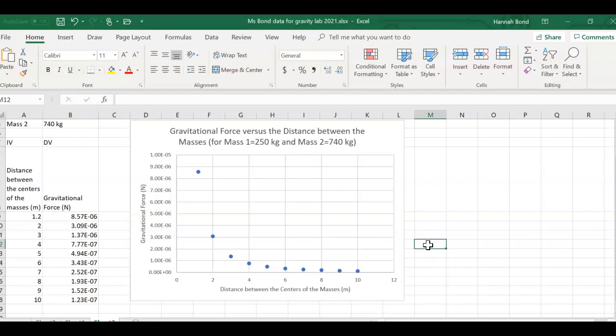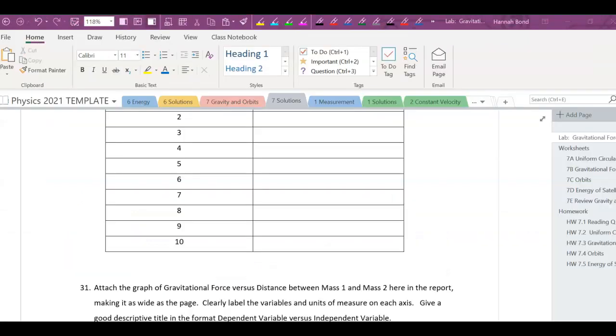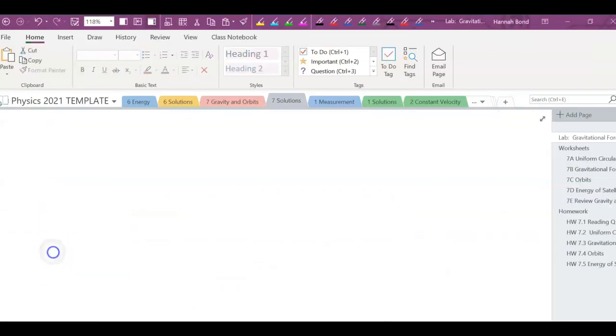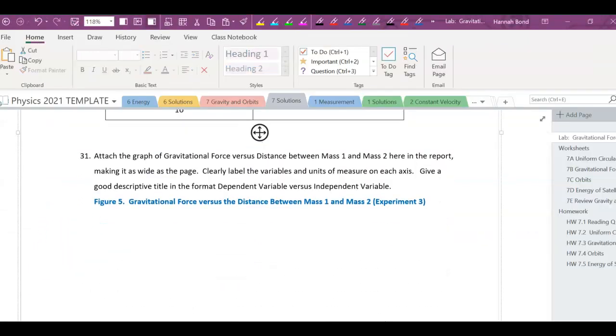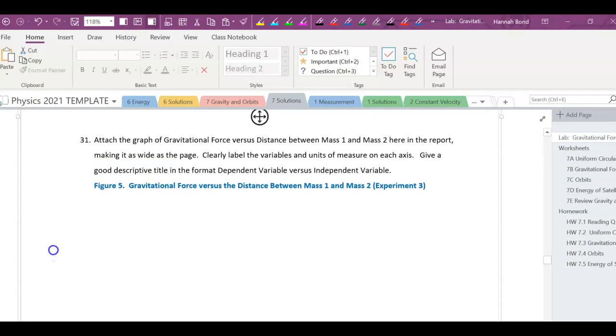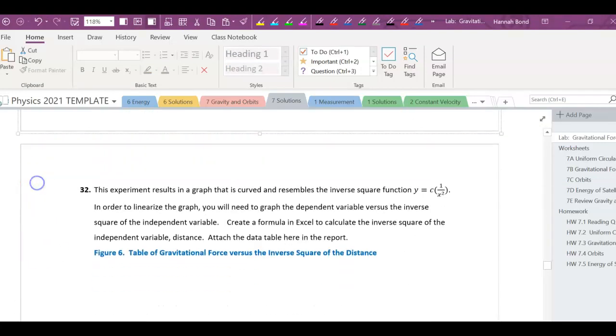Okay, so a beautiful graph. It's curved, and it looks like an inverse function because as the distance is increasing, the gravitational force is decreasing. They are moving in opposite directions. As one gets big, the other gets small. And so this would be our figure 5.